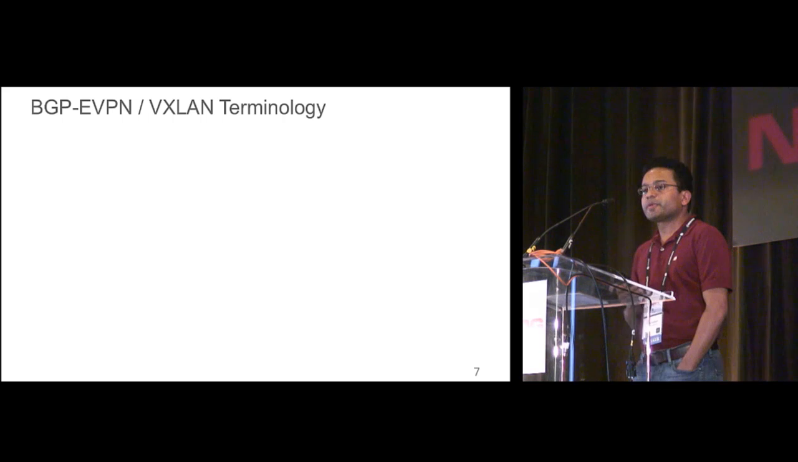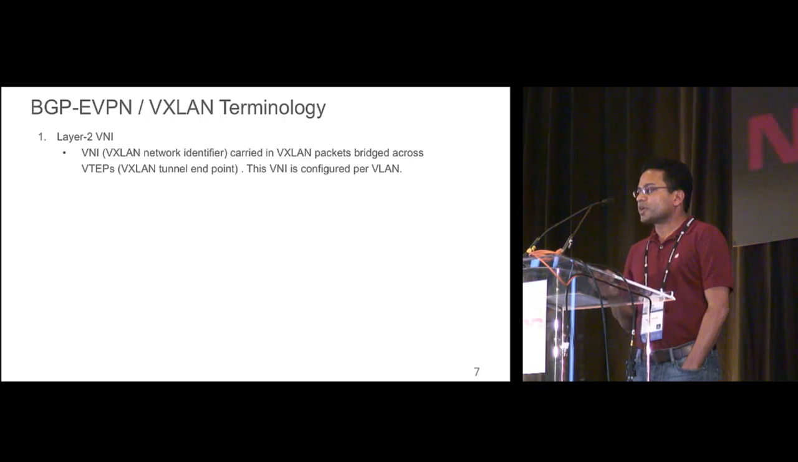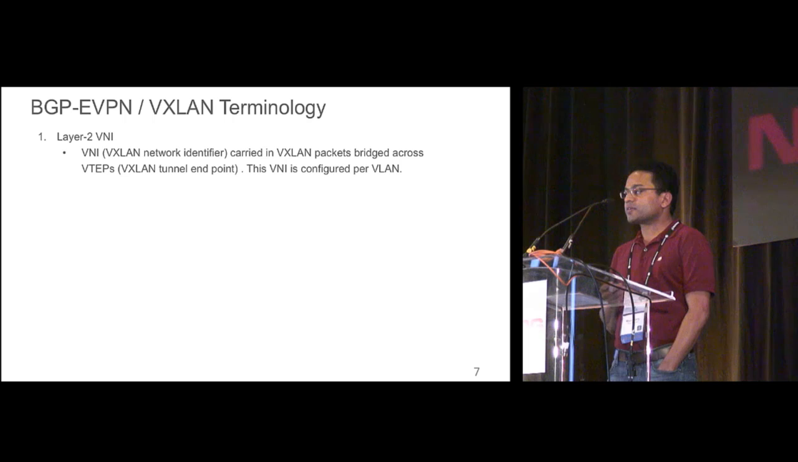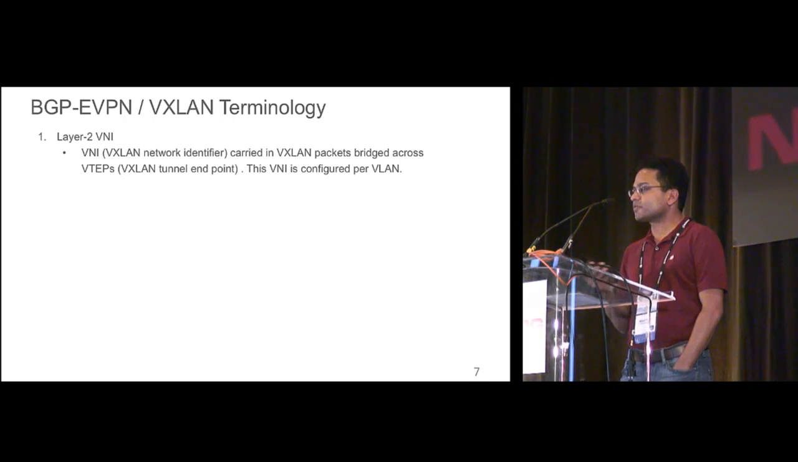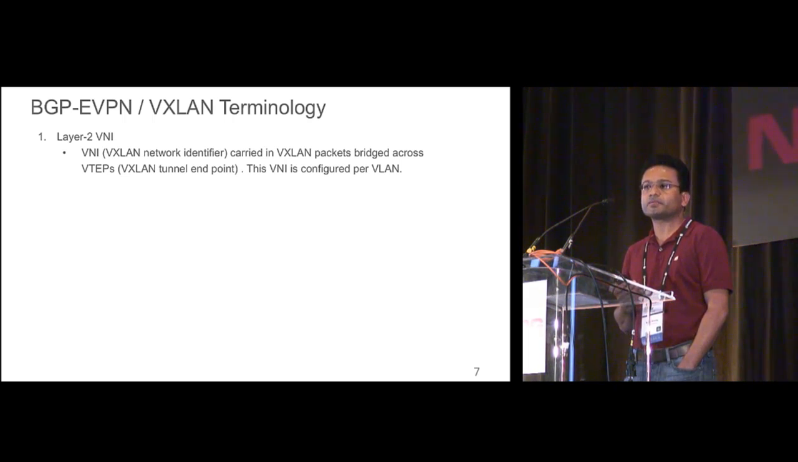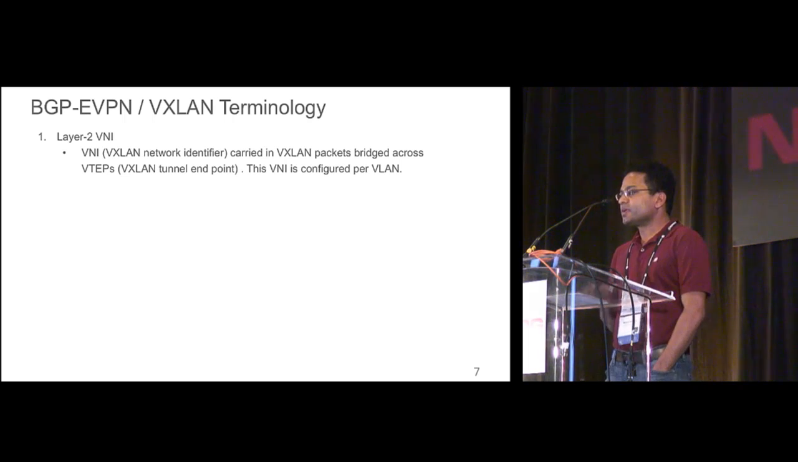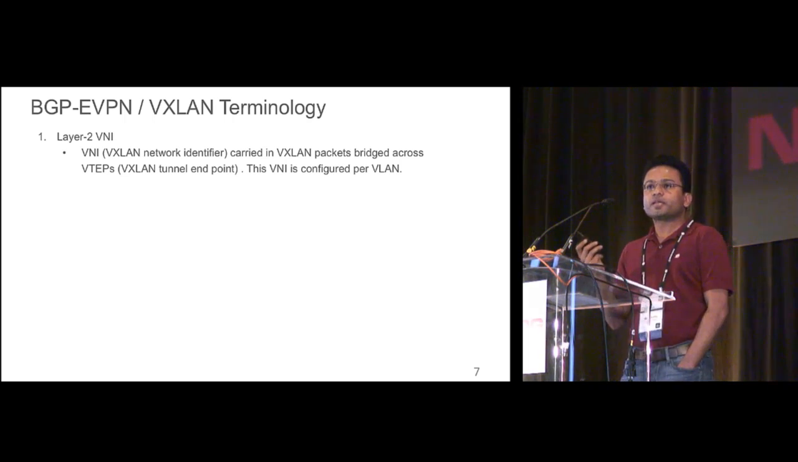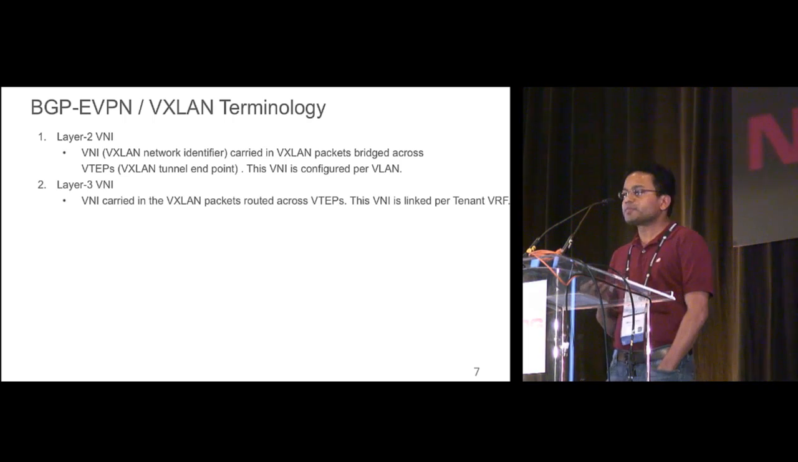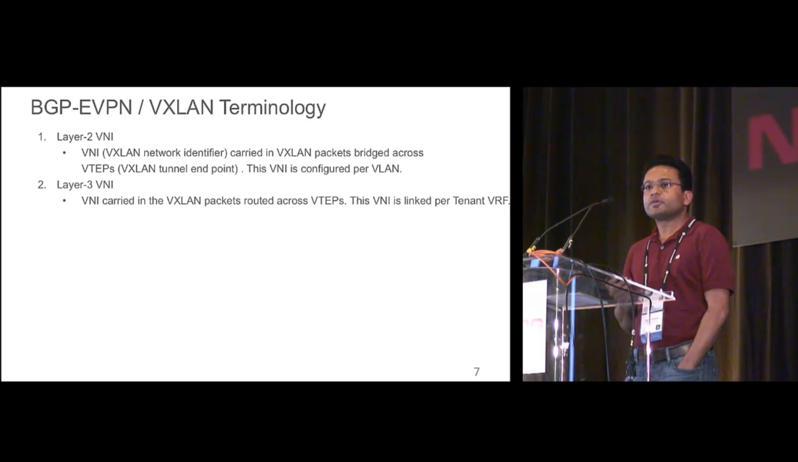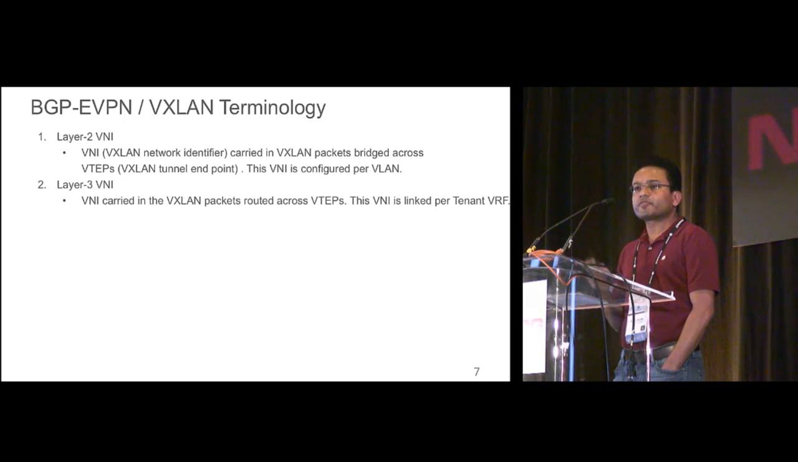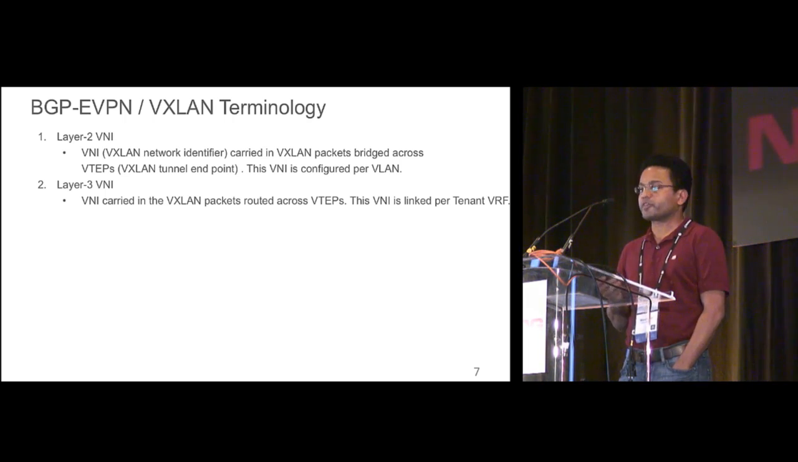Let's look at some of the EVPN and VXLAN terminologies. A layer 2 VNI: a VNI is basically a VXLAN network identifier, which is mapped to a VLAN. You can basically call it a VLAN ID, but because it's a newer technology, we have a much fancier name called VNI. With a layer 2 VNI, the moment any VXLAN packet carries this VNI, it means it has to be bridged traffic. Whereas a layer 3 VNI is tied to a tenant VRF. So the moment any VXLAN packet carries an L3 VNI, it means it is routed traffic.